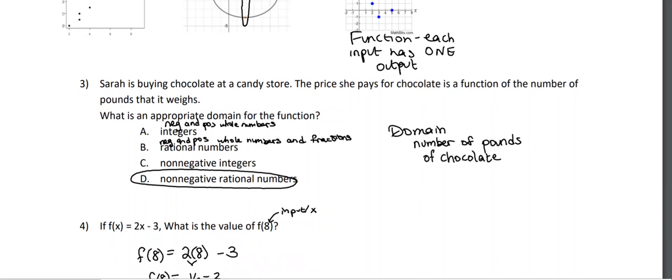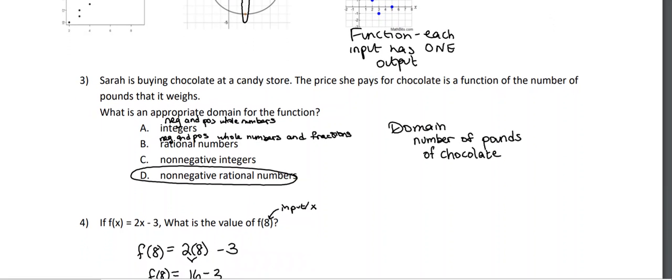Question 3. Sarah is buying chocolate at a candy store. The price she pays for chocolate is a function of the number of pounds that it weighs. What is an appropriate domain? So I wrote the definitions. You could pause the video and just read that part. And then I wrote that the domain is the number of pounds of chocolate.